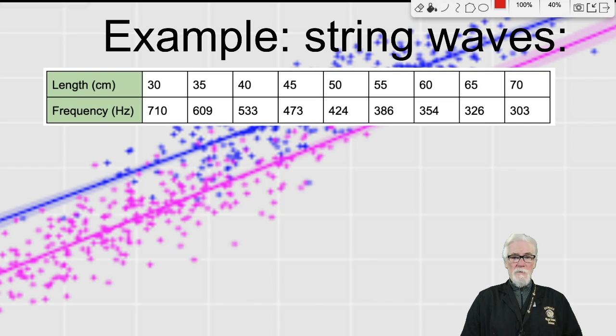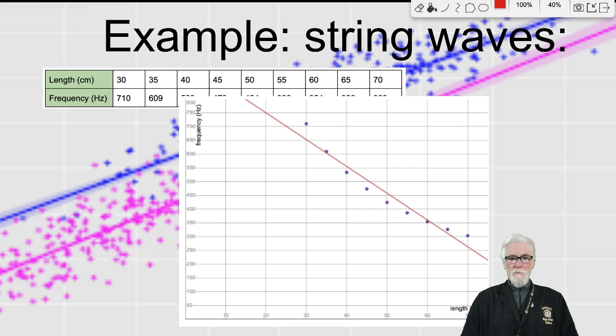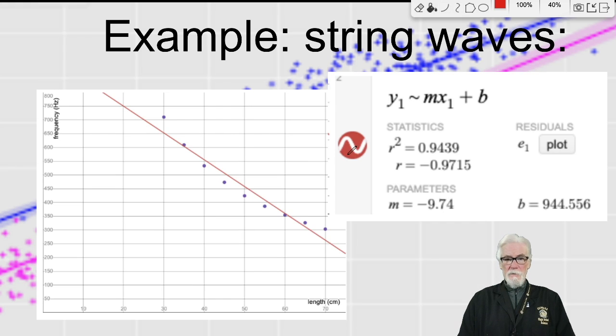This is the length of a string, like a guitar string or a piano wire, any kind of a musical instrument that has a string, and the frequency of the sound that comes from that string. If you gather this data, which is shown here, and then you plot it, you find out that probably this is not a linear relationship. We can see that there seems to be some other kind of a pattern going on here.